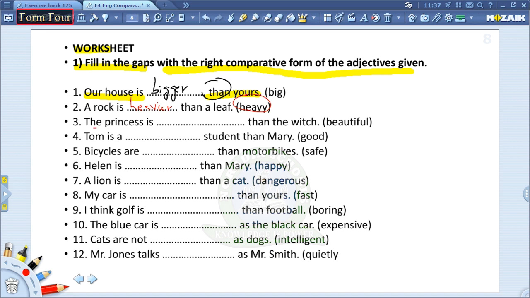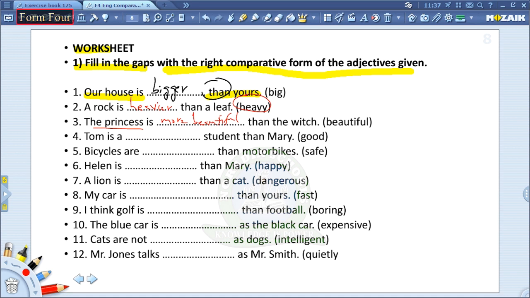What about the prince? The prince is than the witch. Beautifuler? No, that's very wrong. Do not say beautifuler. We're going to use more, because we compare the prince and the witch. So we say more beautiful, more beautiful.